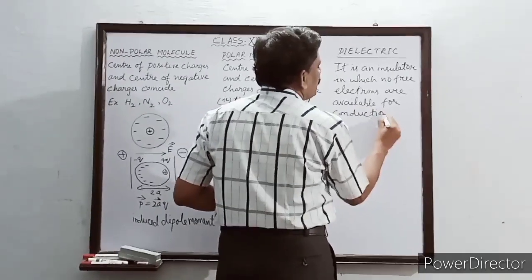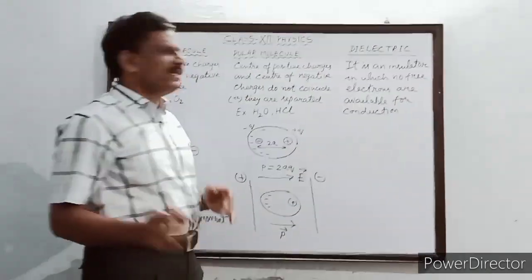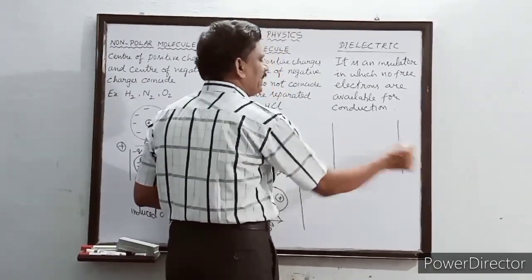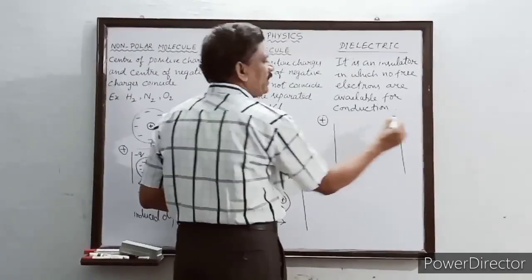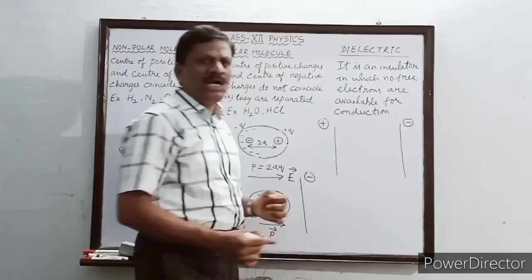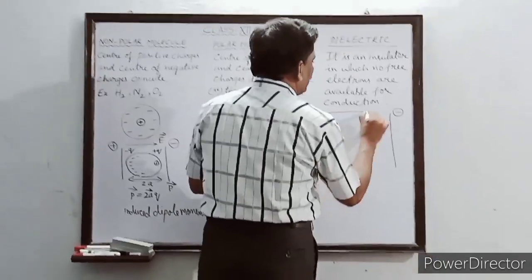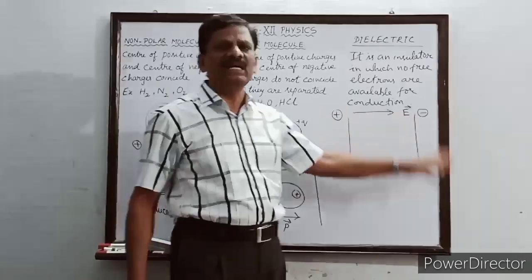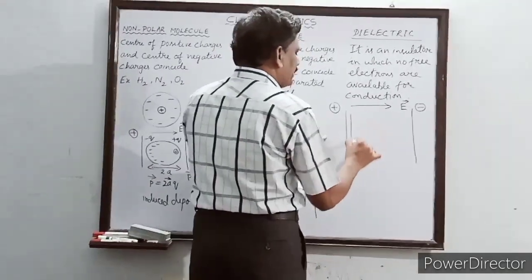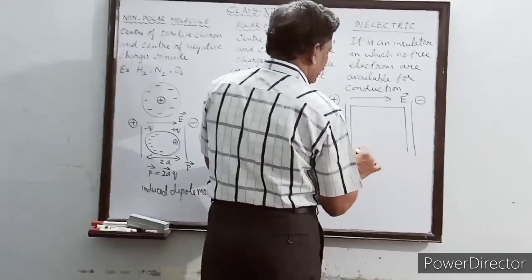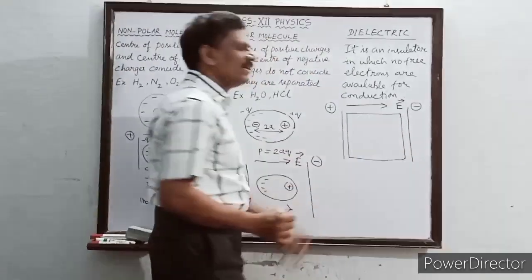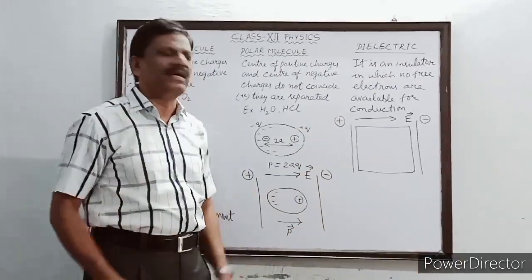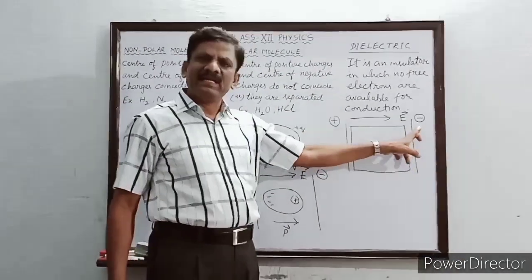Now when such a material, an insulator, is placed inside an electric field, let us consider that these are two metal plates. One is connected to the positive potential and the other is connected to the negative potential. So there is an electric field. This is the direction of the electric field, from the positive towards the negative. If an insulator is placed inside this, the molecules present inside the insulator will be disturbed by the presence of the electric field.